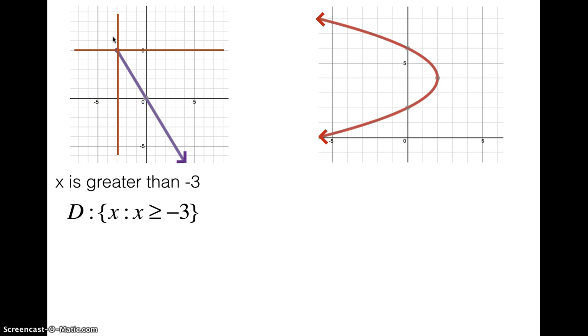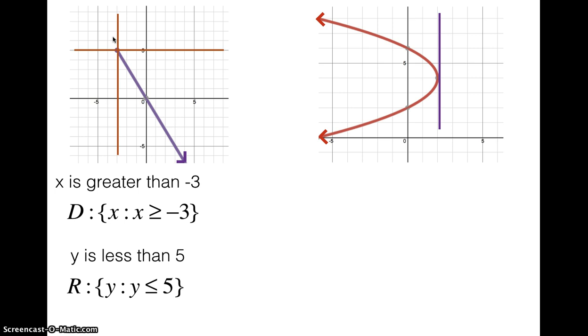I'm going to do the same thing for the range. I see that my highest point is +5, and then it keeps going down forever and it never stops. So all of my values are going to be less than or equal to +5. So then here's the range, y is less than or equal to 5. The other graph, I'm going to draw a vertical line. This time it's the farthest right it can go, which means x values are going to be less than 2.